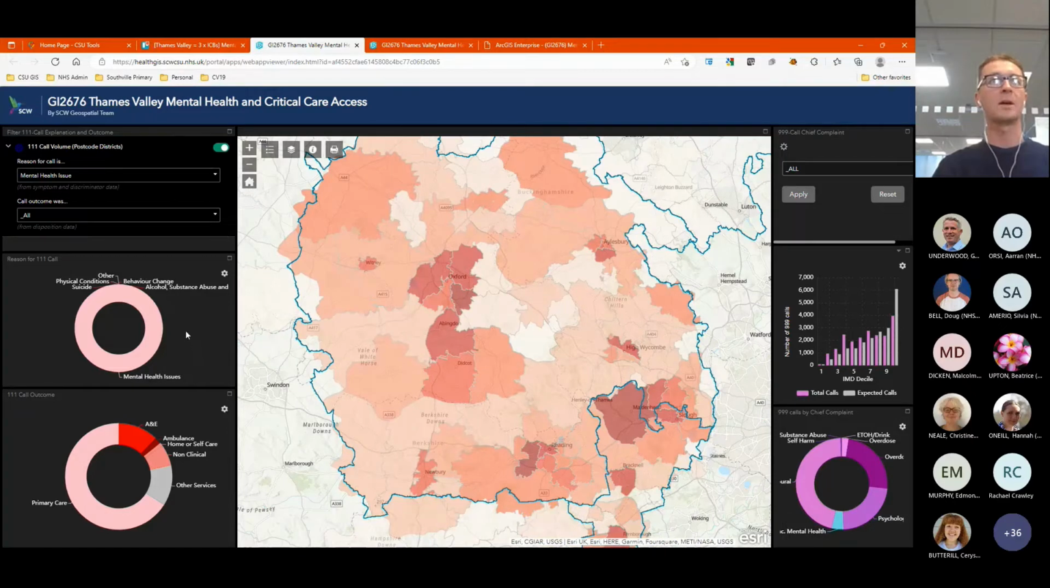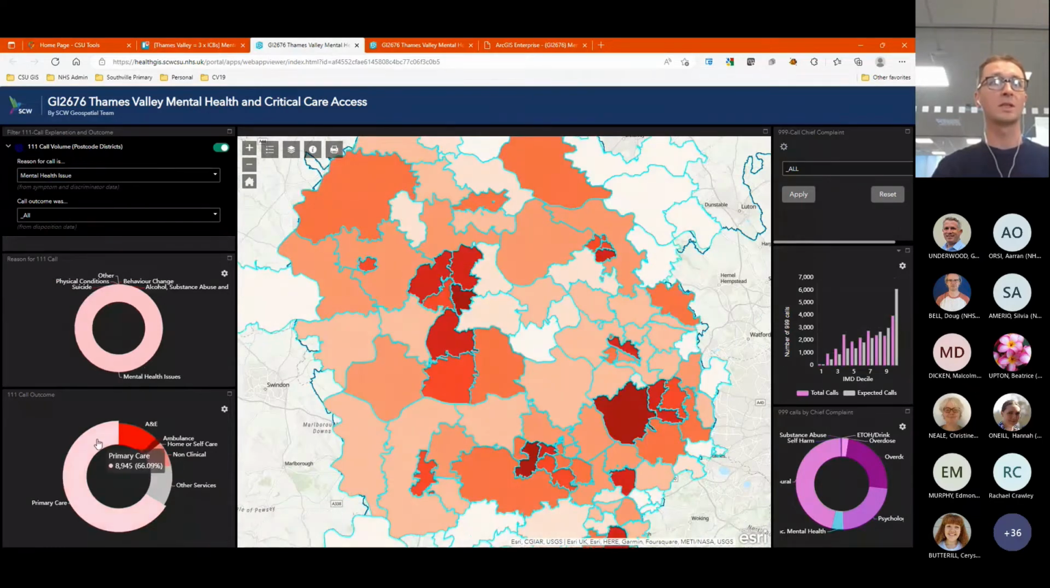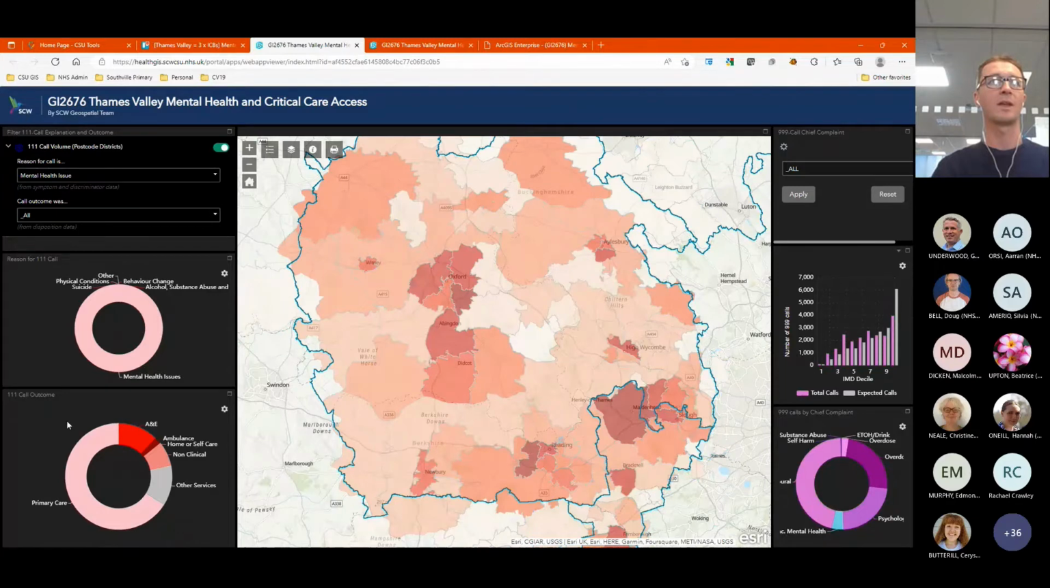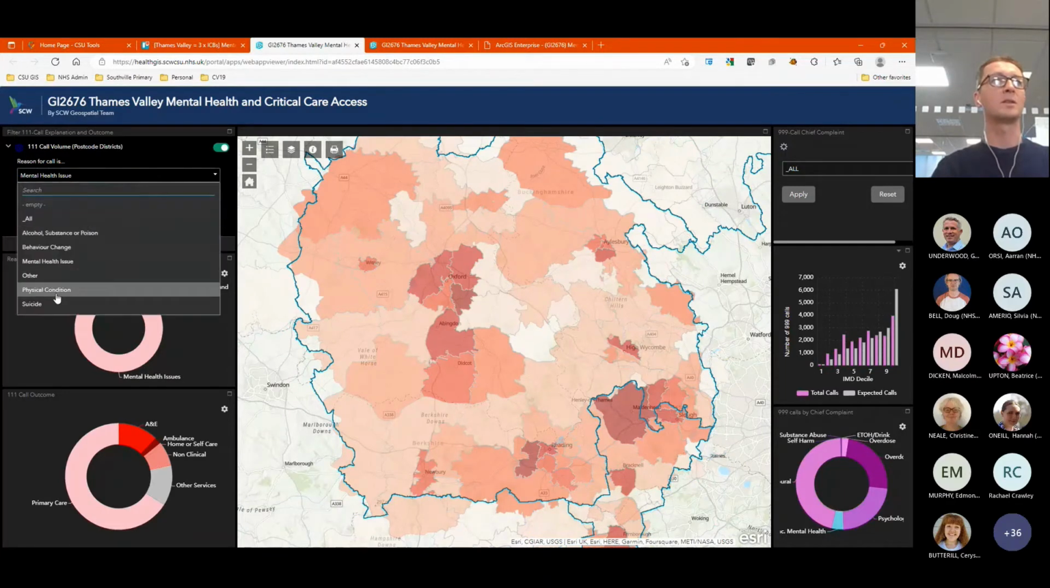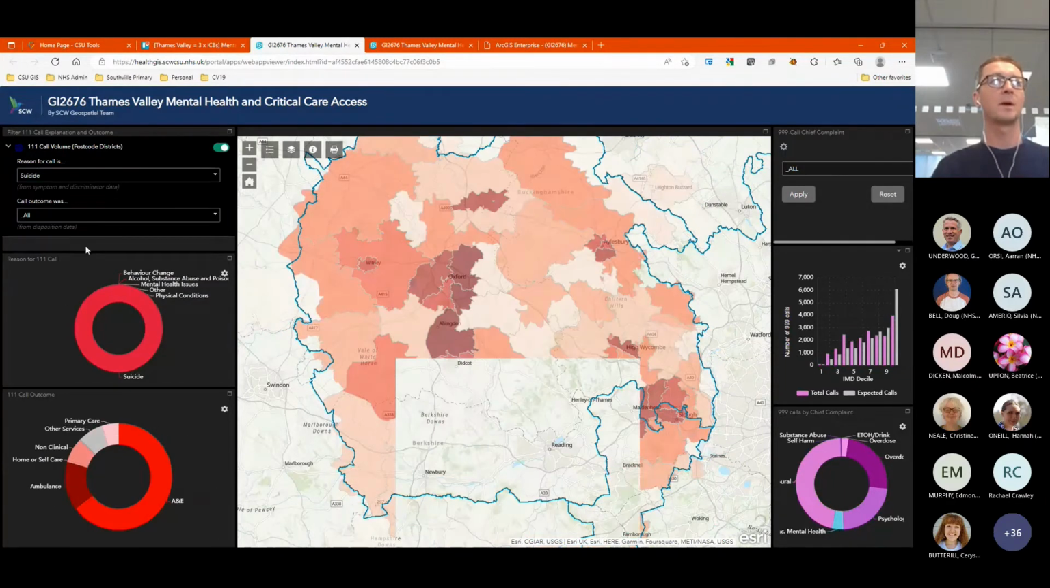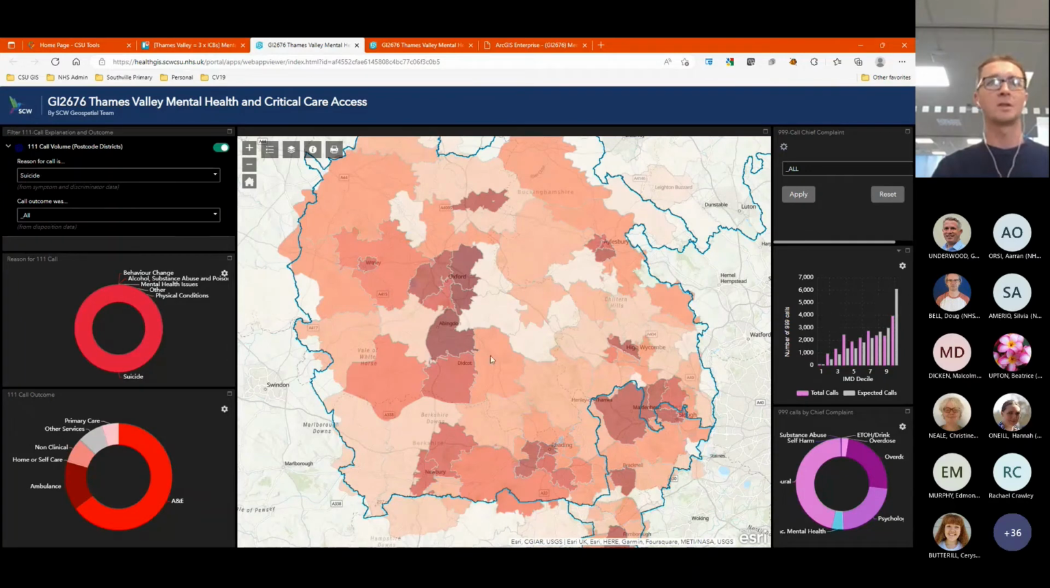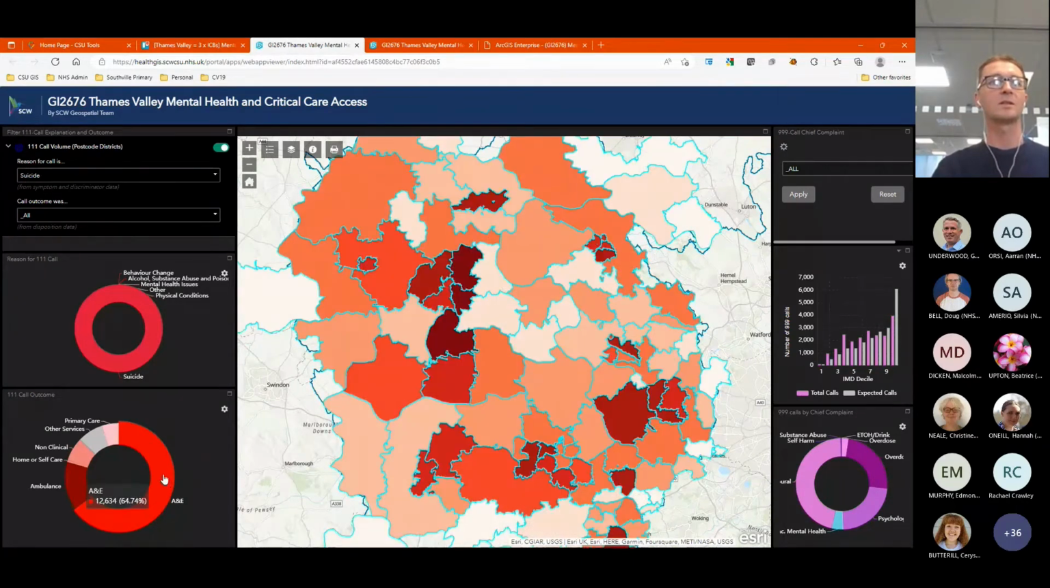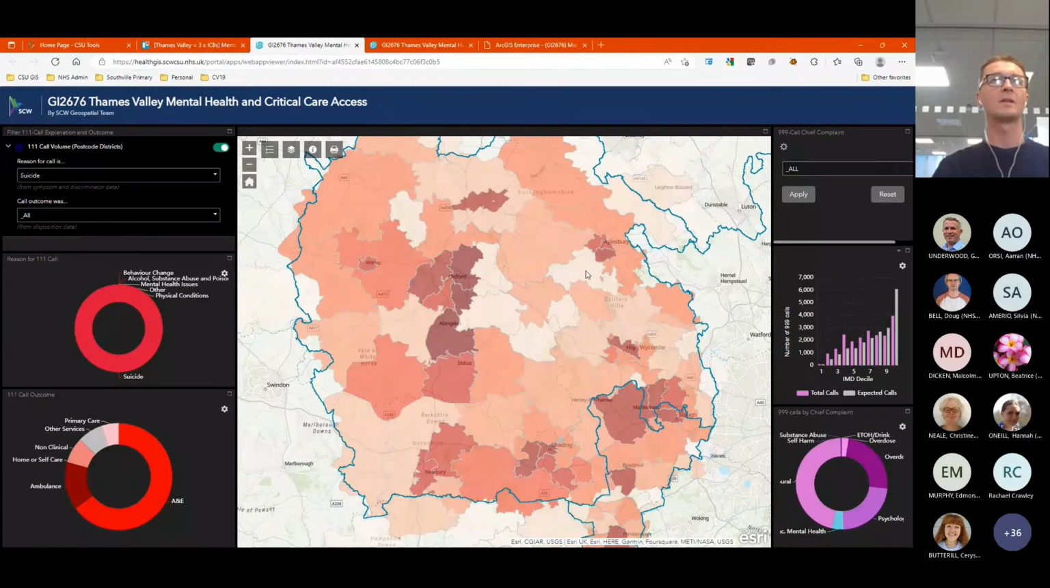The infographics immediately update. So this top donut chart is all mental health issues, but it shows you that lots of them, a much larger proportion, so almost 2/3 are dealt with by primary care then. Similarly, we could change it to suicide. The map updates, shows you the distribution on the map, and suddenly many more are dealt with by A&E and ambulances. So this immediately gives you an idea of the landscape.